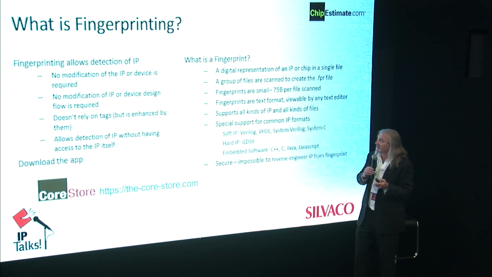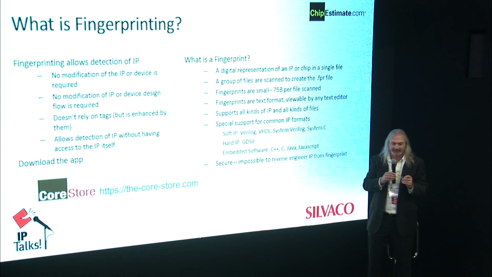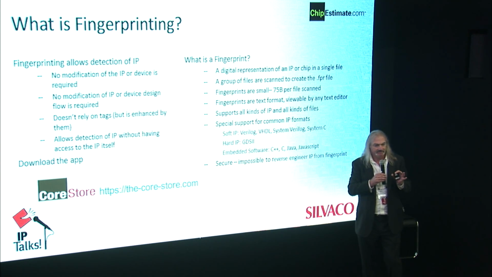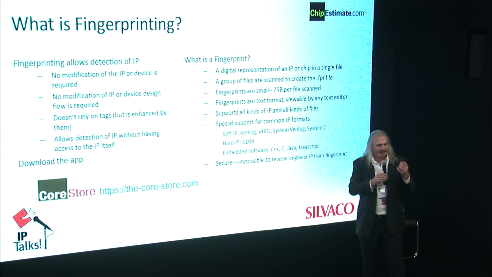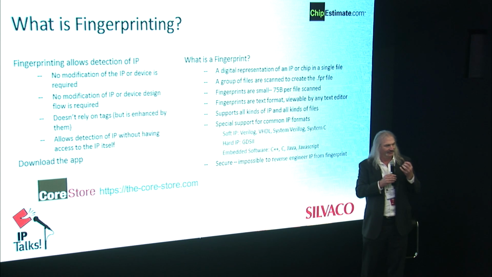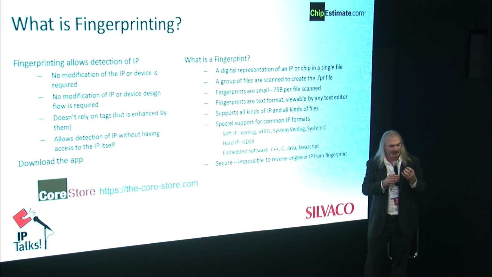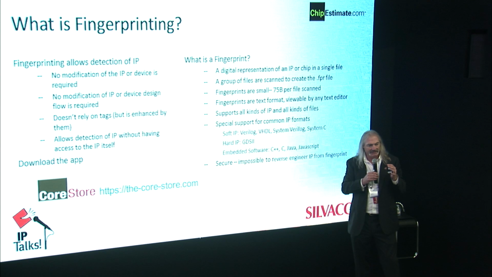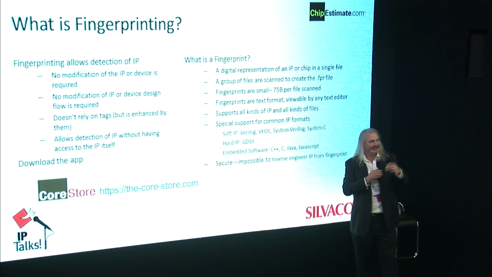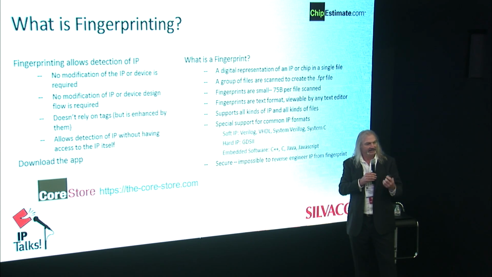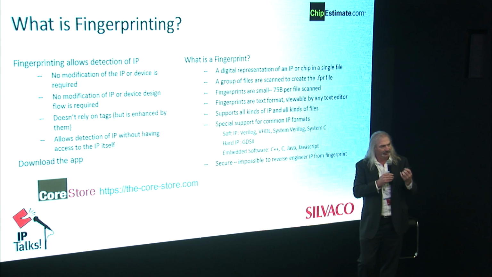So what is fingerprinting? Basically a fingerprint is a digital representation of an IP that is taken from a chip. We have a scanning piece of software called Fingerprint. It's like a utility or an app, and you basically point that utility at an IP database. And you don't have to modify the IP. It doesn't put anything into the IP, but it generates a file called a fingerprint.